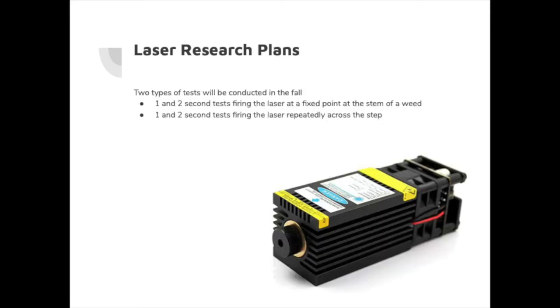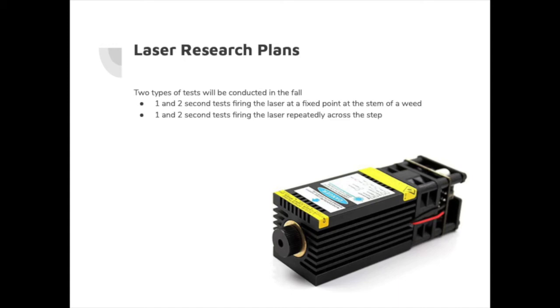For the laser research plans, there are 2 main types of tests that I will be conducting in the fall. The first is tests that will fire the laser for 1 or 2 seconds at a fixed point at the stem of a weed. And then the second testing will include 1 and 2 second tests of firing at the weed and moving across the stem to the left and right.